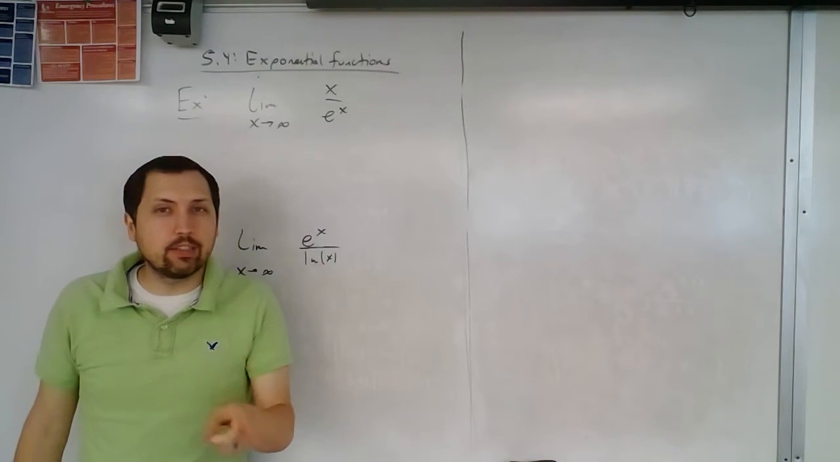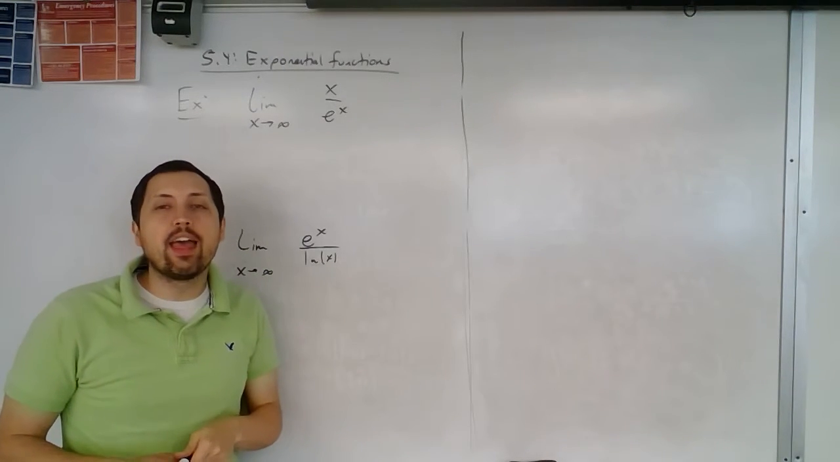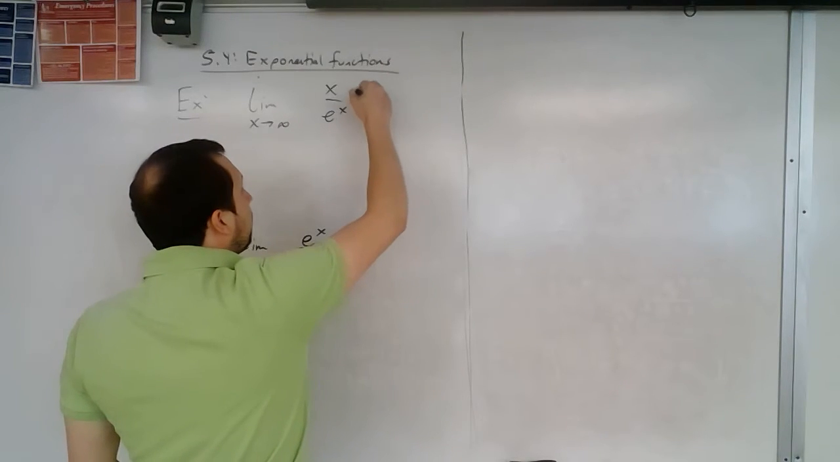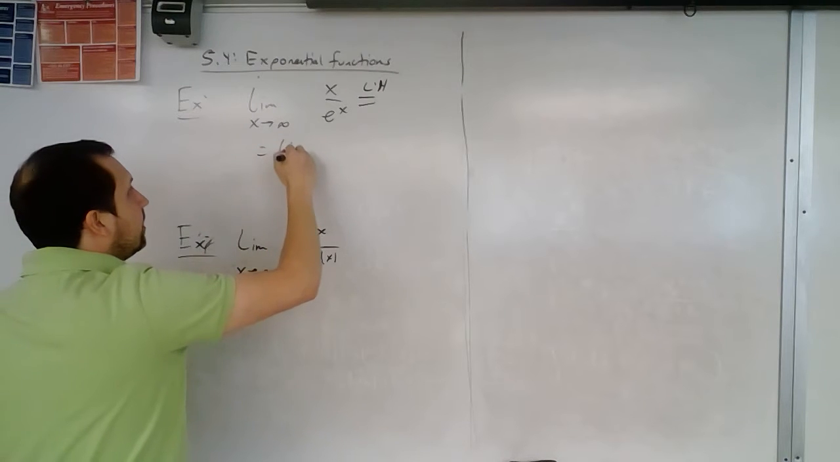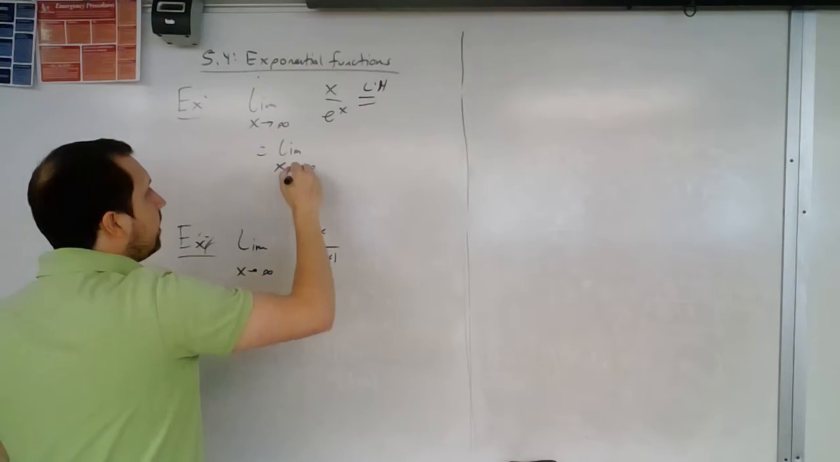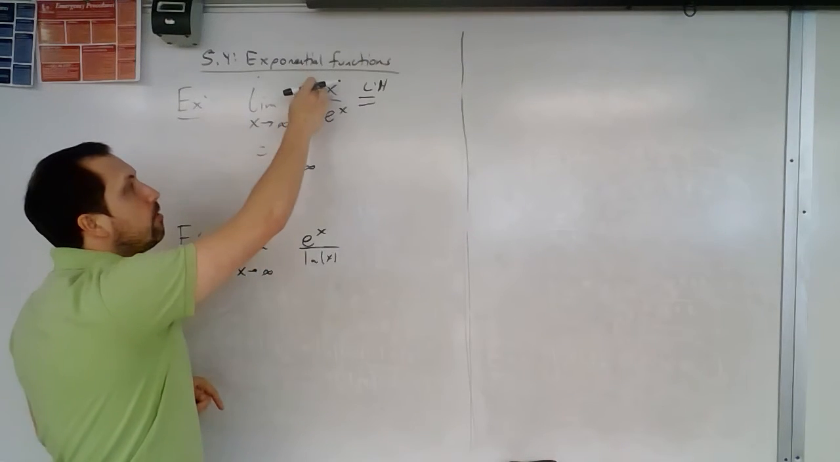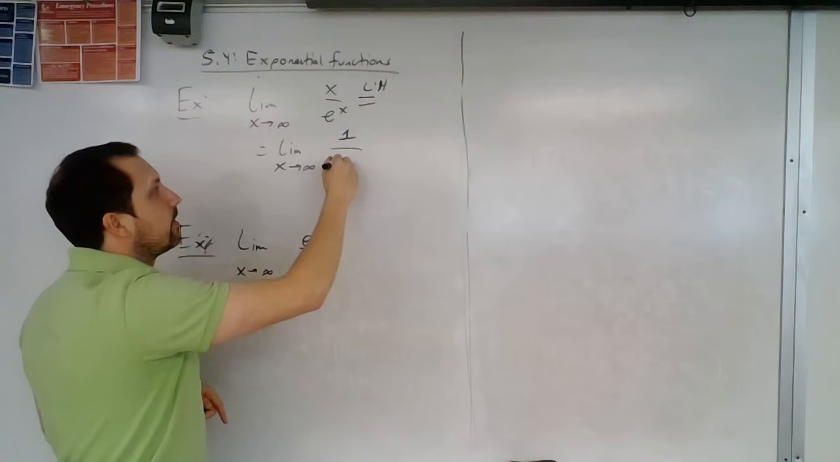Remember, indeterminate form is infinity over infinity. So we have to figure out what more we can do. And this is where we use L'Hopital's rule. So if we apply L'Hopital's rule, what we get is the limit as x tends to infinity. Remember, L'Hopital's rule says I take the derivative of the numerator, that's 1, the derivative of the denominator, e to the x.